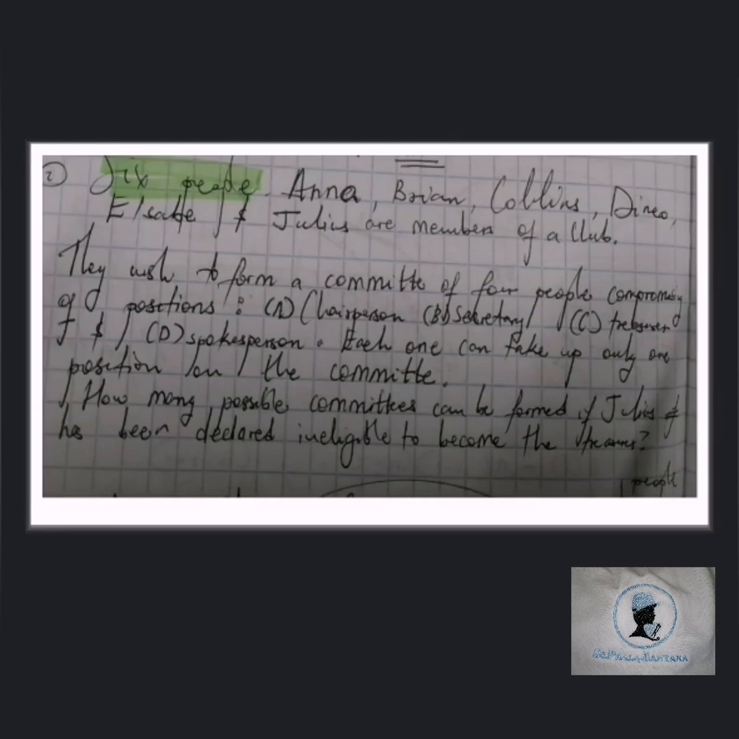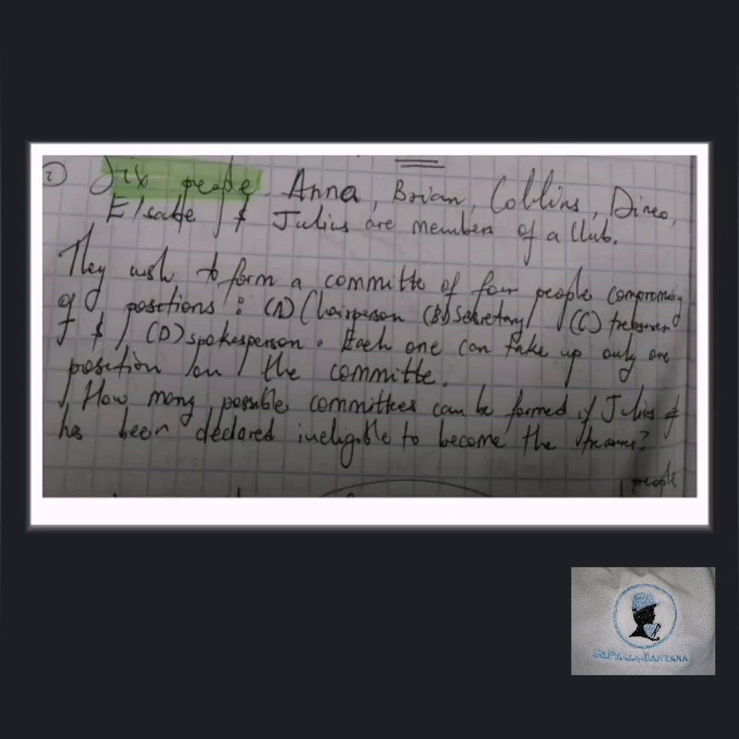The other example says 6 people, Anna, Brian, Collins, Dineo, Alsabe, and Julius, are members of a club. They wish to form a committee of 4 people comprising of positions: chairperson, secretary, treasurer, and spokesperson. Each one can take up only 1 position on the committee. How many possible committees can be formed if Julius has been declared ineligible to becoming the treasurer?